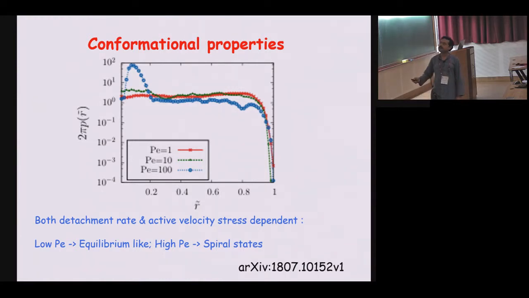In this case, of course, it goes very much like this. The behavior is very close to that of the equilibrium polymer for very small activity. This Peclet number is basically the dimensionless ratio of advection to diffusion.